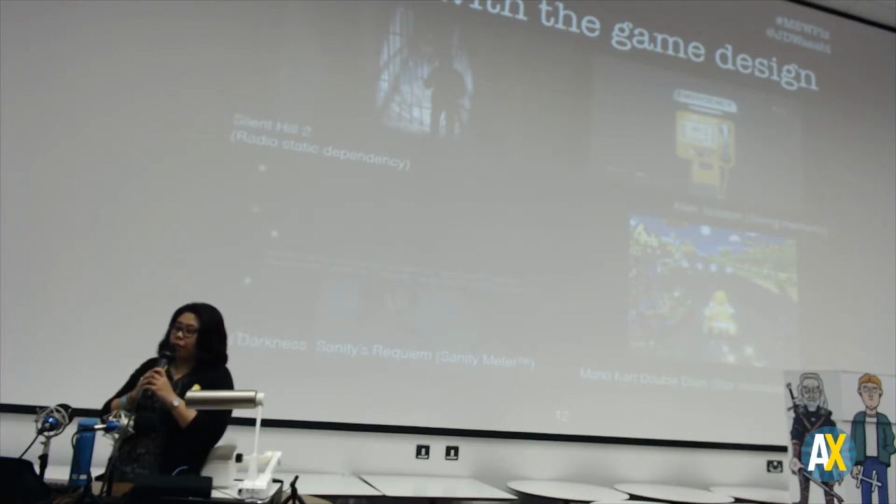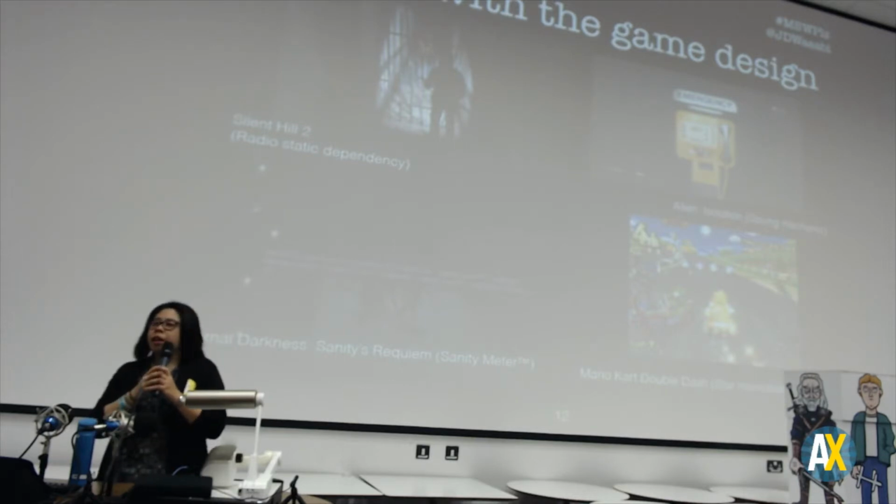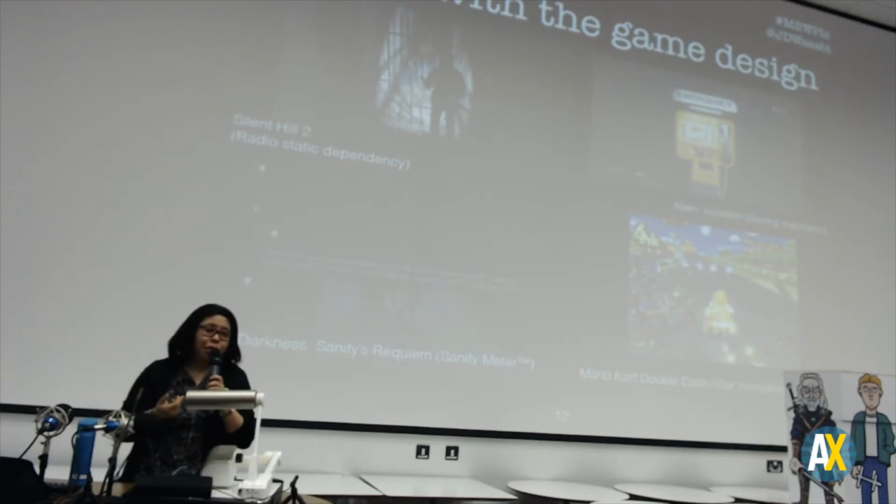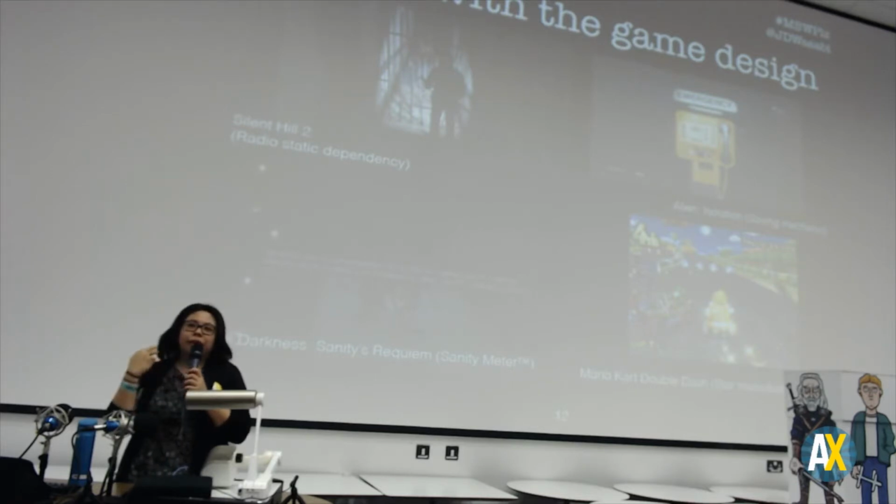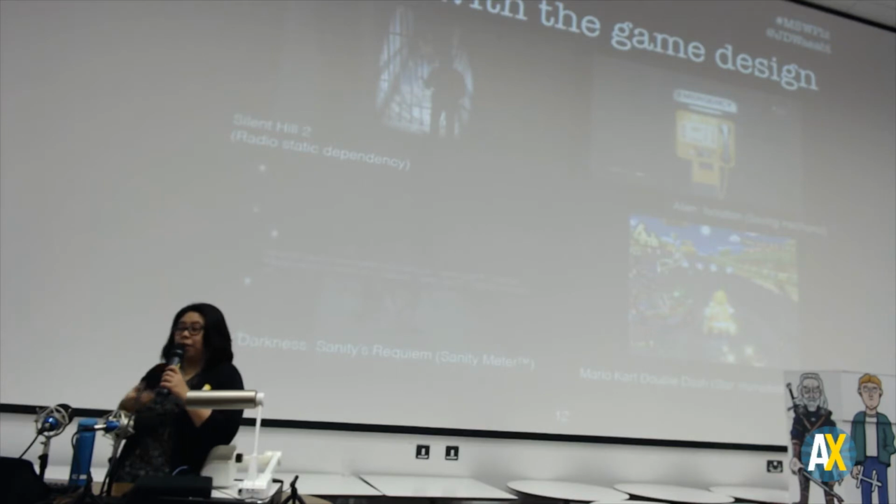In Eternal Darkness: Sanity's Requiem, there is a thing called a sanity meter. It really does play a lot of tricks on you as a player. It breaks the fourth wall a lot. So that kind of reinforces the concept of Eternal Darkness. It's meant to really mess with your head, basically.